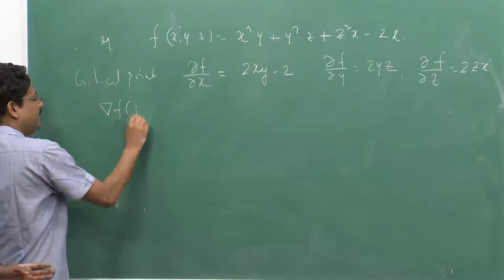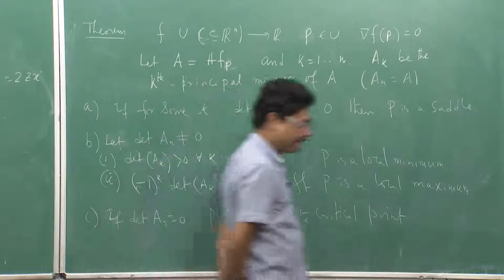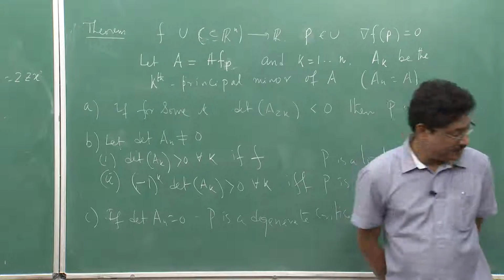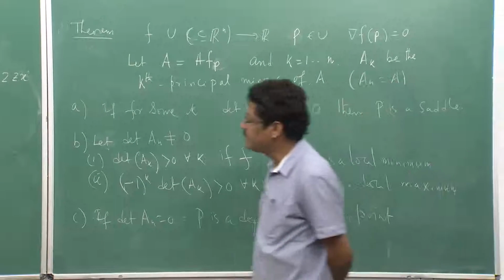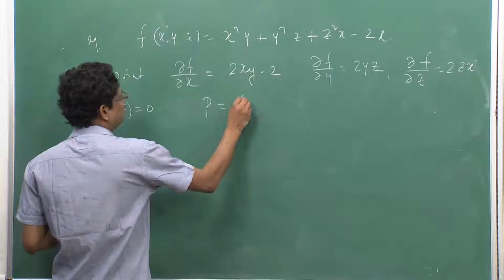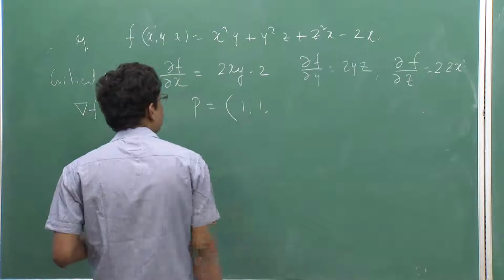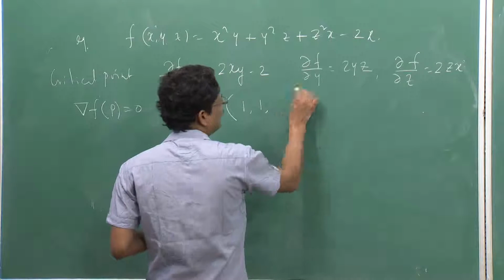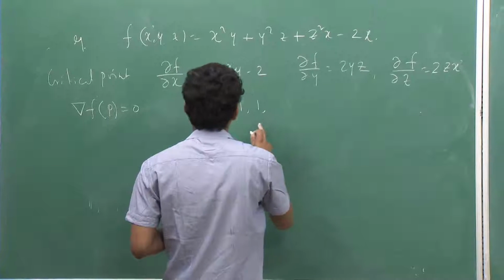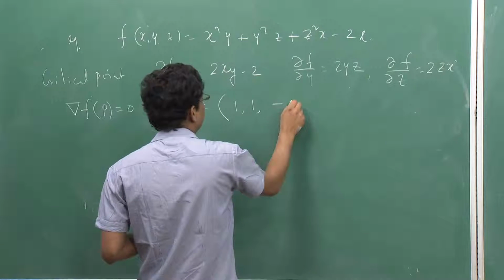Grad f at p equal to 0. What is the solution? You will see, if you solve this, the only solution is p equal to (1, 1, 1), and (1, 1, -1/2).